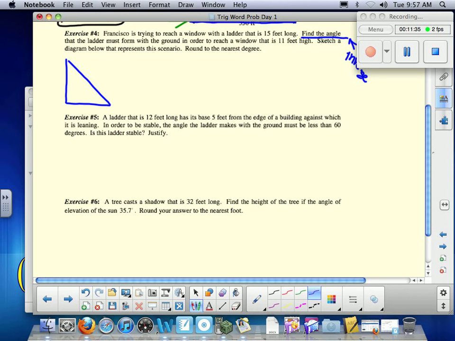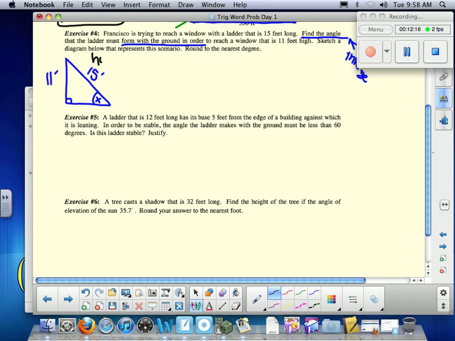So here's my picture of the ladder leaning against the window. How'd I do? Good. So what do we know? The window is 11 feet high, and this is my ladder leaning. Good. What do we have to find? The angle that the ladder forms with the ground. So that would be this angle down here. I'll put an X. Questions so far? No. Carrying on then.